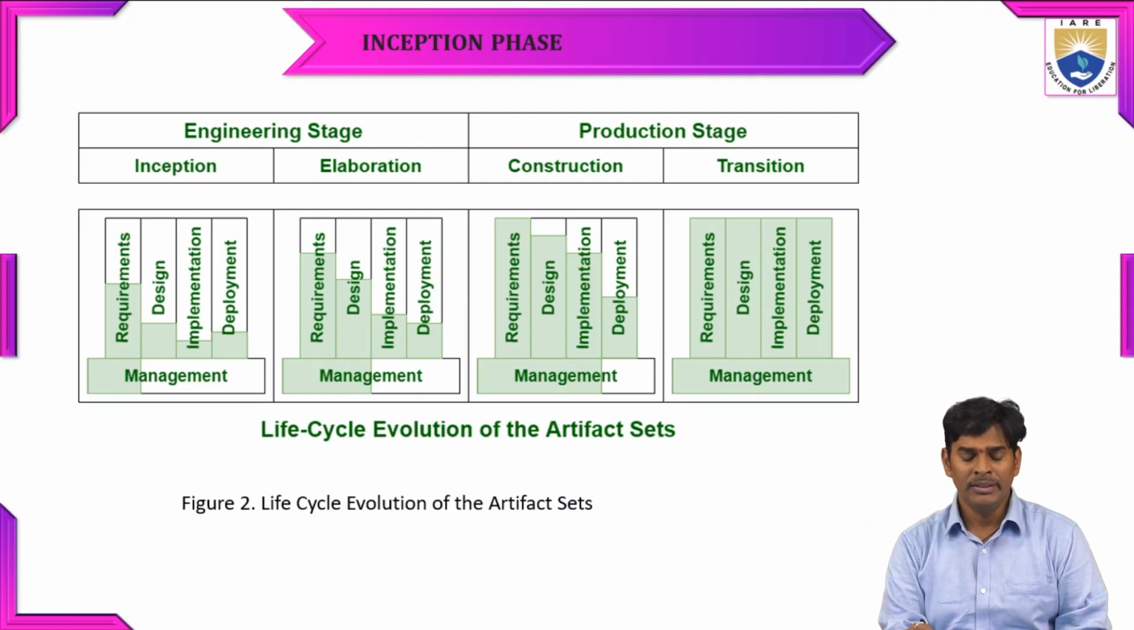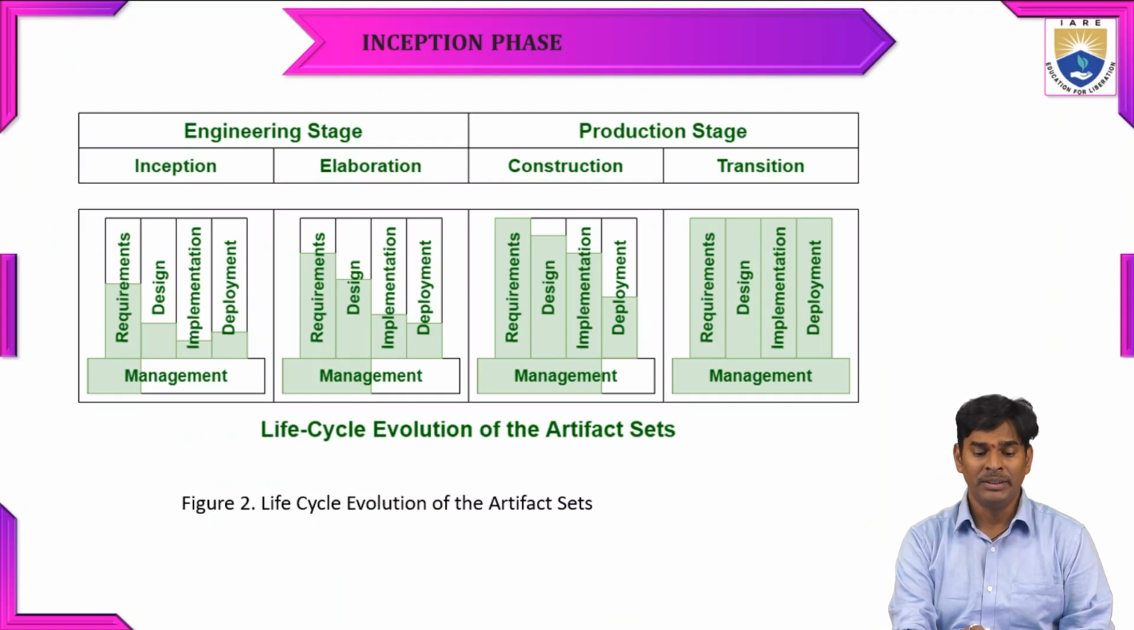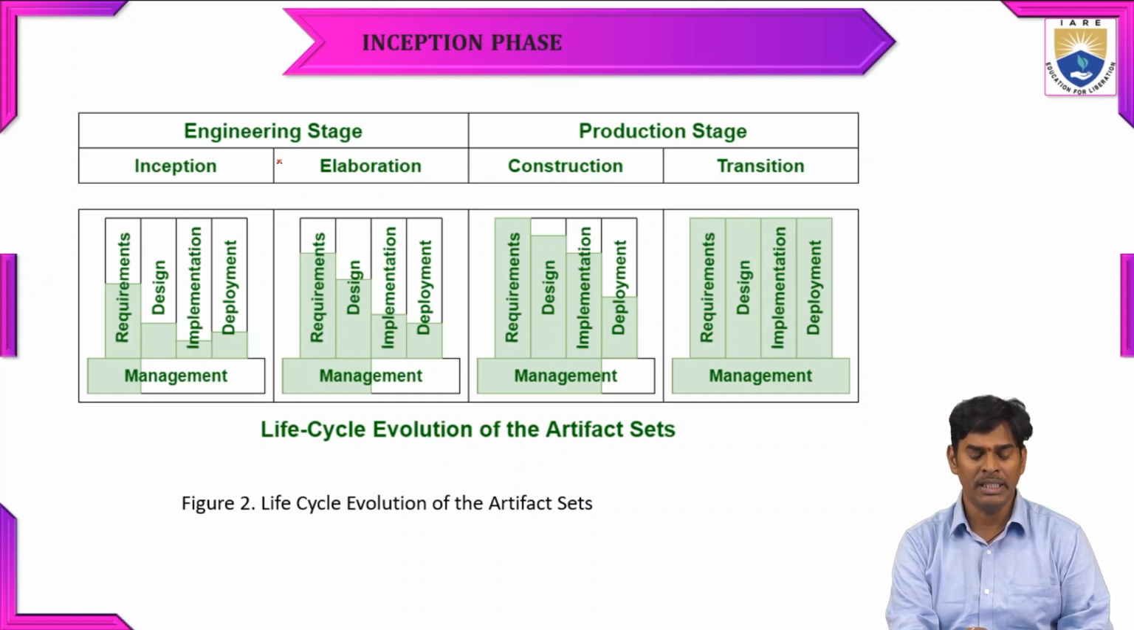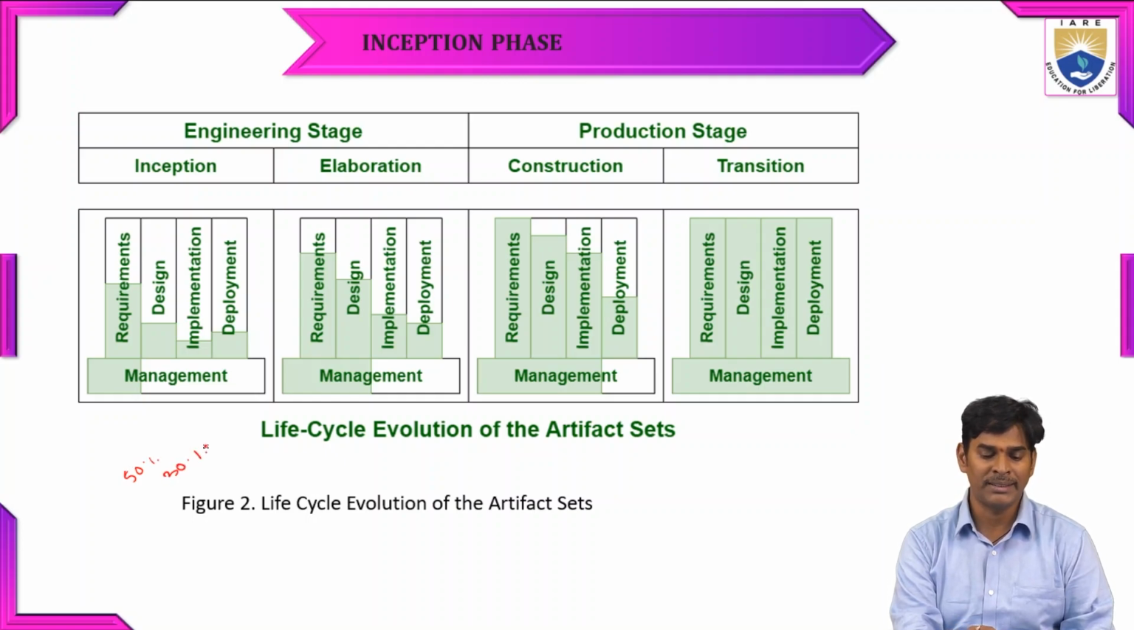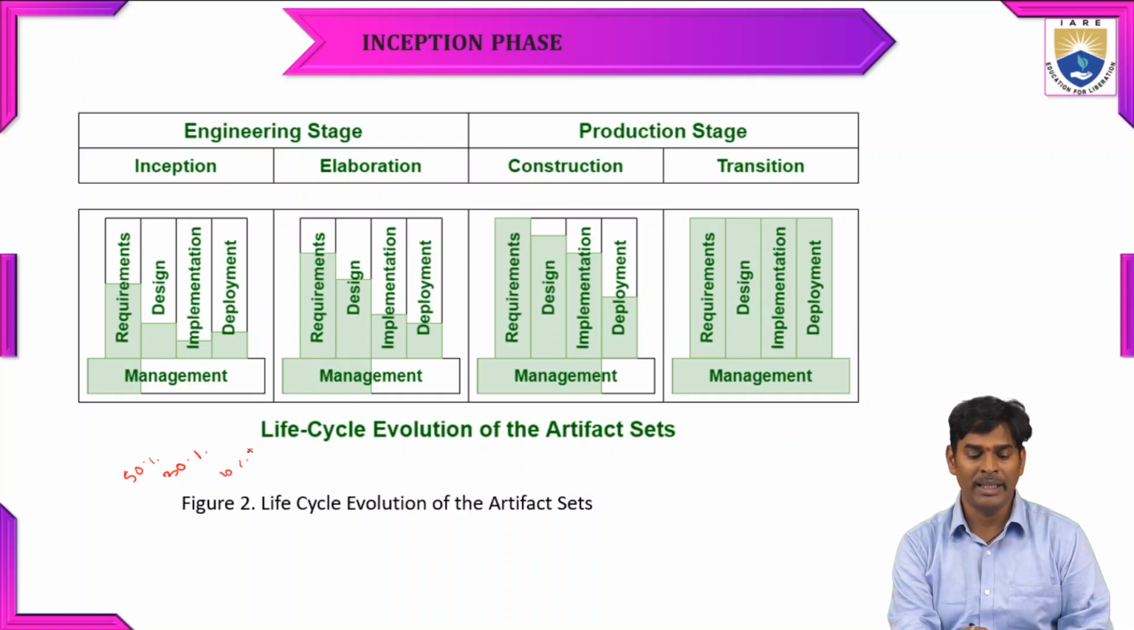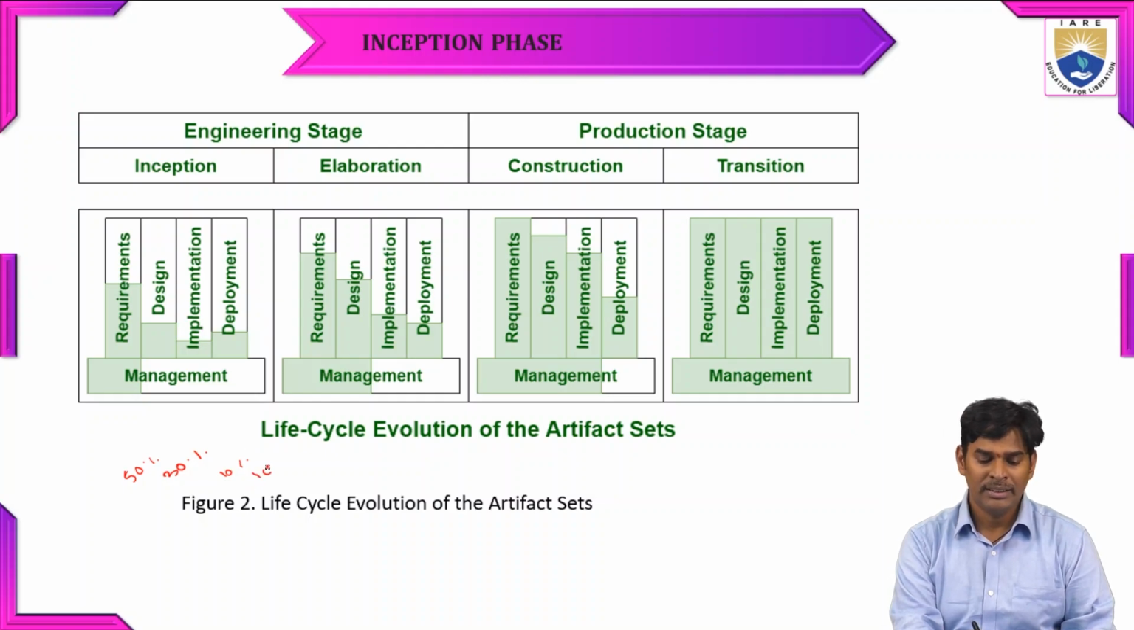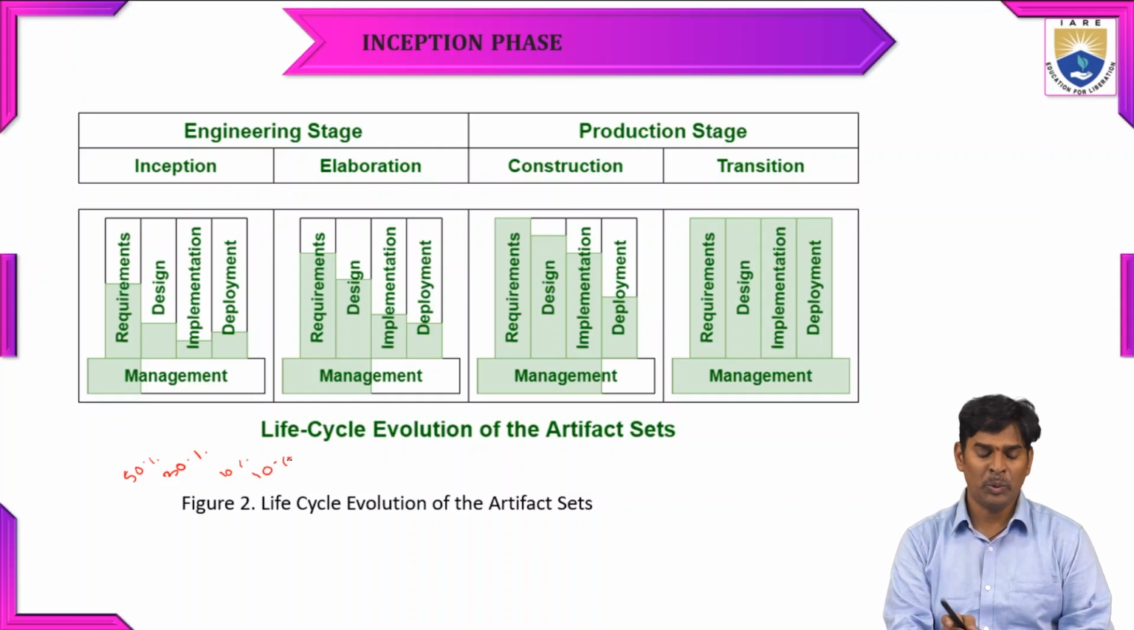Okay, so here in the inception we can have the engineering stage. In the engineering stage, inception will be there, where the management will be considering the requirements, the design part, implementation, and the deployment. For the requirements, they are going to allocate 50%, the design part is allocated 30%, for the implementation they're taking 10%, and for deployment 10%. So the total is 100%.